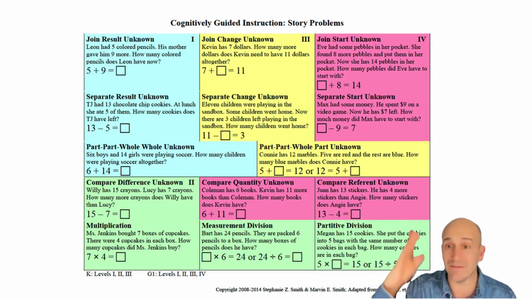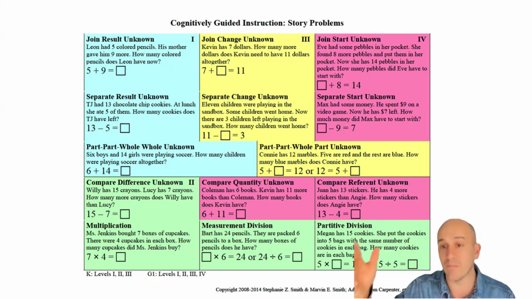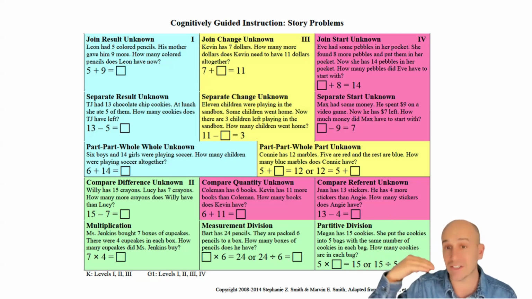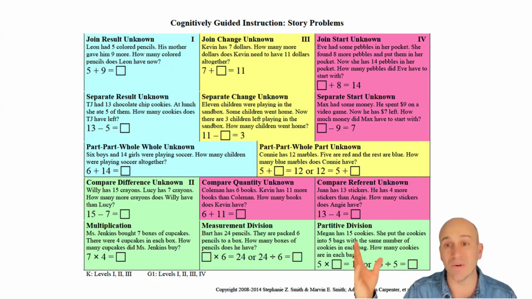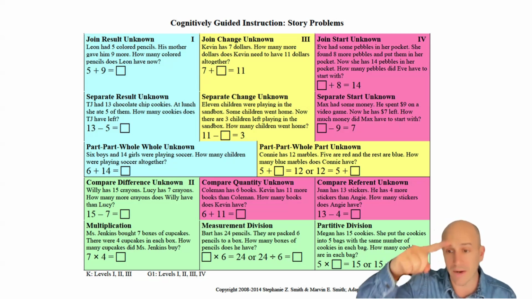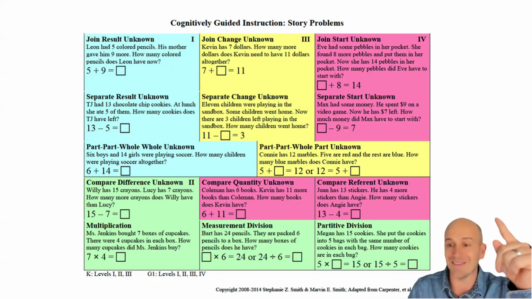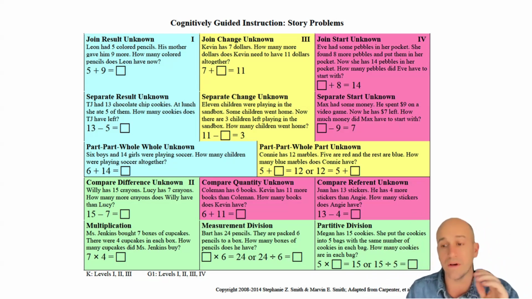So Eve had some pebbles in her pocket. She found 8 more and then put them in her pocket. Now she has 14. So the student actually has to interpret this idea that they had something, but it's an unknown to start with, which is almost the opposite of that join result unknown problem that we looked at the very beginning, right?